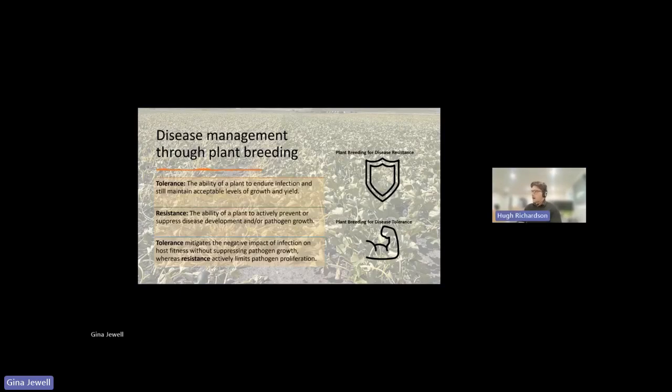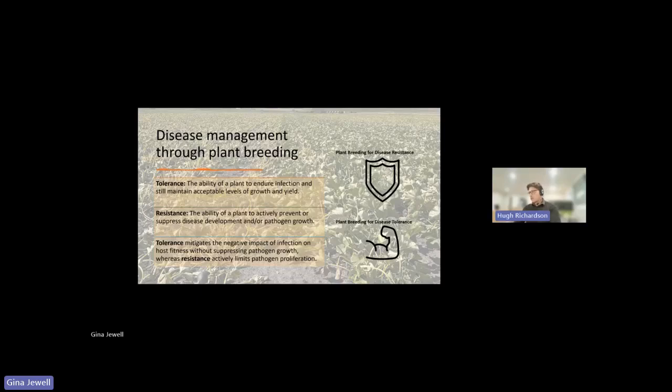Now, to go to the point of how do you approach the problem of disease, particularly soilborne disease, there's two main approaches you can adopt through plant breeding. And the first is tolerance and the second is resistance. Now, these are often used interchangeably, and there's sometimes overlap in how they might be expressed or how you can see it performing in a crop, but there's some important distinctions to make. So tolerance is the ability of a plant to endure infection while still maintaining acceptable levels of growth and yield.